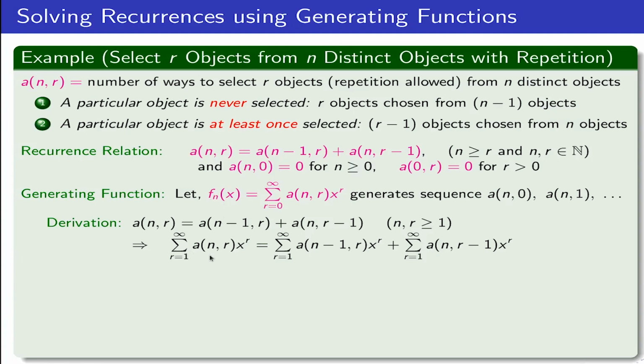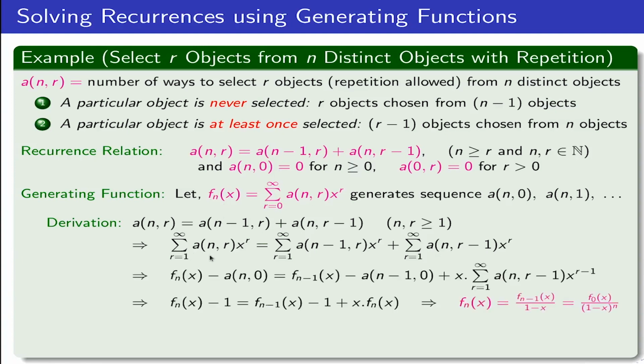So, minus a(n, 0) x to the power 0, which is 1. So, this is nothing but f_n(x), where you included r from 0 to infinity. So, I just have to subtract it. What is this one? If you take out one x from it, it will be r minus 1, so r minus 1 goes from 0 to infinity. This is the same as f_{n-1}(x), because this part is n minus 1.